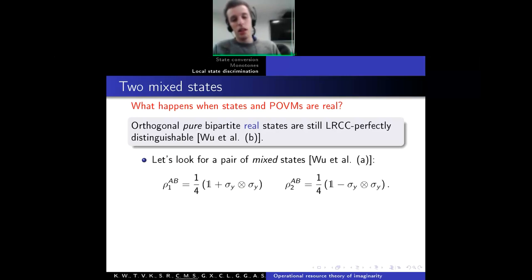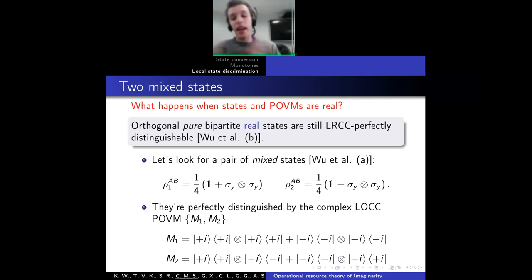So just the identity plus sigma y tensor sigma y component, and minus in the other case. Well, in let's say quantum theory without any restrictions, so if we are allowed to use all possible POVMs, these are perfectly distinguishable. Just to say, I forgot to mention that these two states are real because sigma y is not real, but sigma y tensor sigma y is real because essentially the imaginary unit in the first tensor factor gets compensated by the imaginary unit in the second tensor factor, and therefore we have a real matrix here, just to specify.